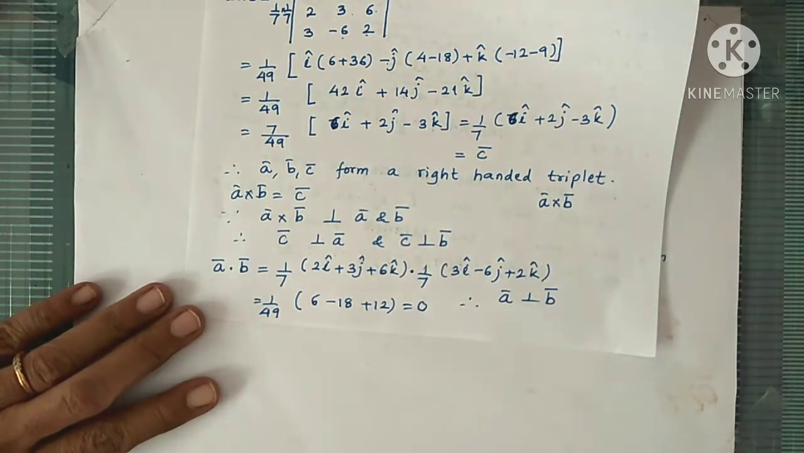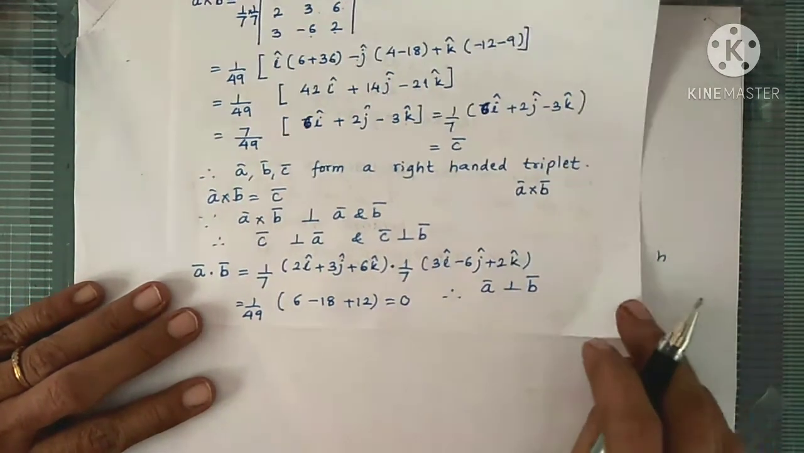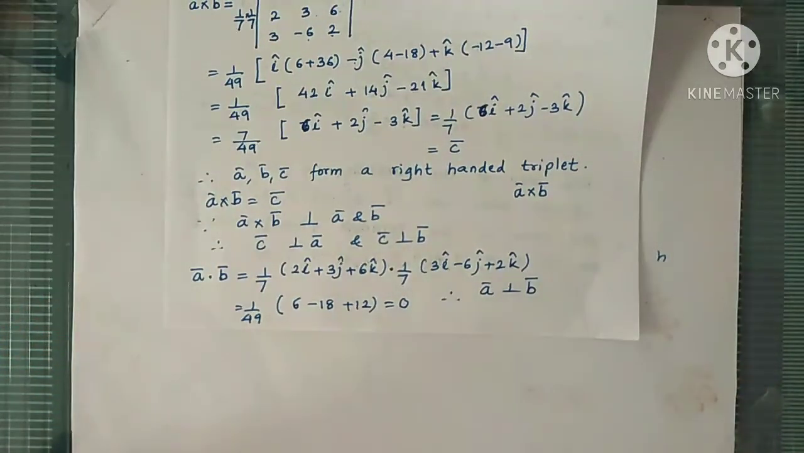So we have proved all the three things: that A bar, B bar, C bar are unit vectors, they are mutually perpendicular and they form a right-handed triplet. Okay, I think this question carries 4 marks because we have to do a lot of things here.